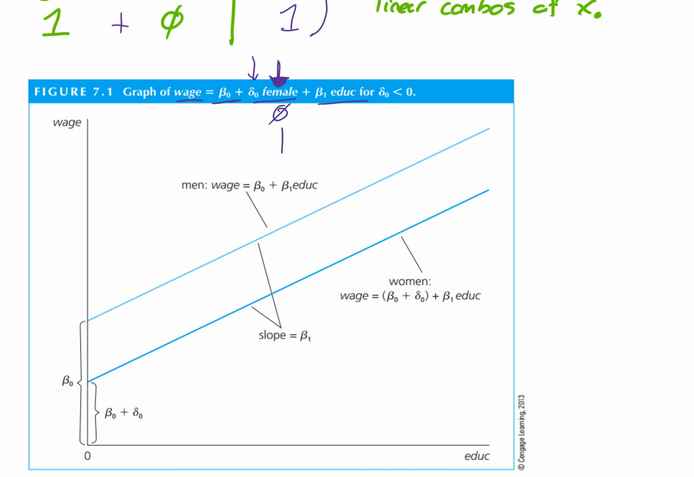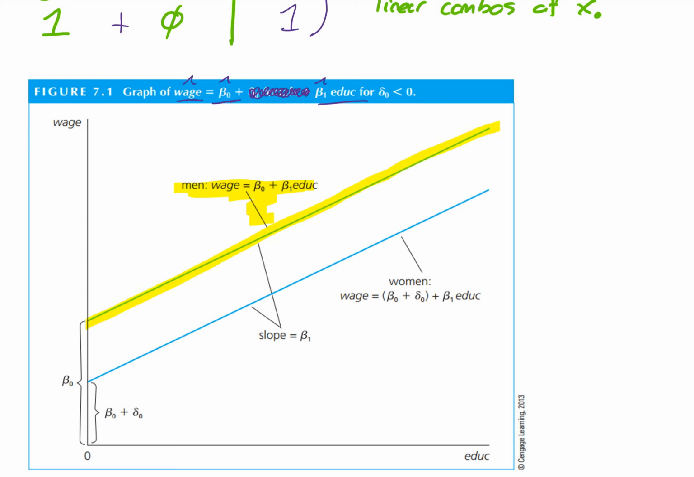Okay, and if this equals 0, then this whole term is going to be equal to 0. So if this whole term is equal to 0, I'm just going to scratch through this, and if we've run a regression, we've just got wage hat equals beta 0 hat plus beta 1 hat times education. Okay, and that's all that we're graphing here on this particular line.